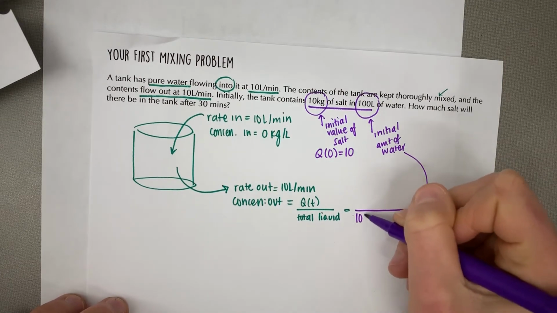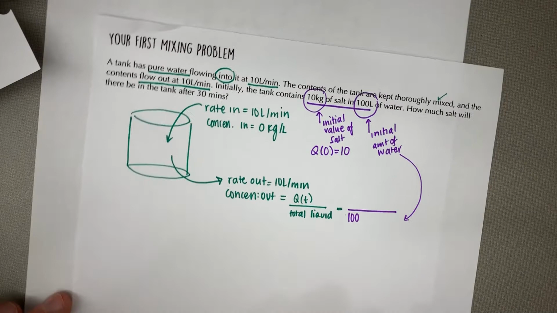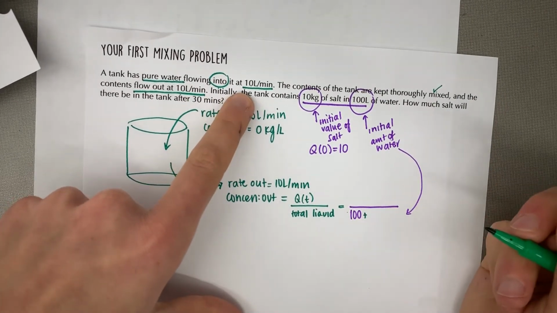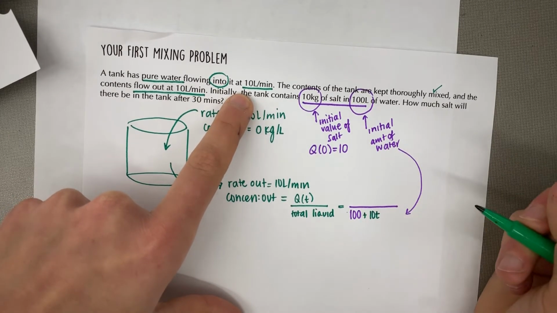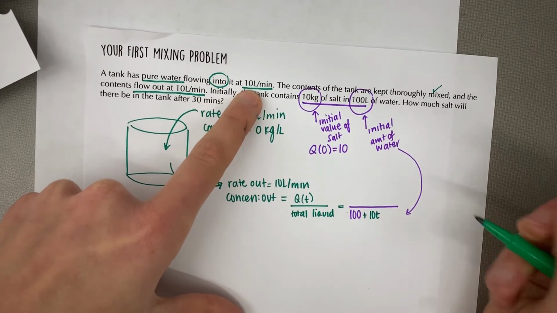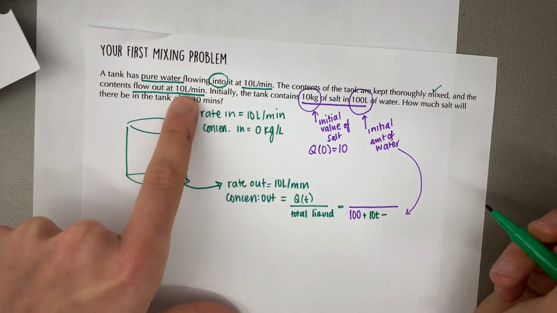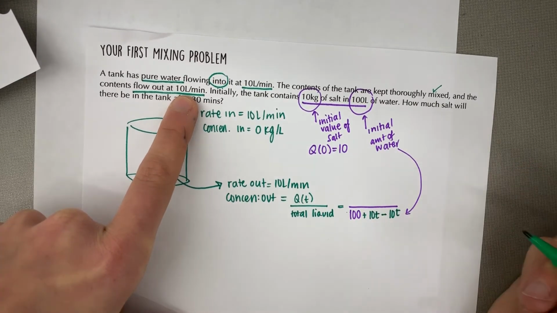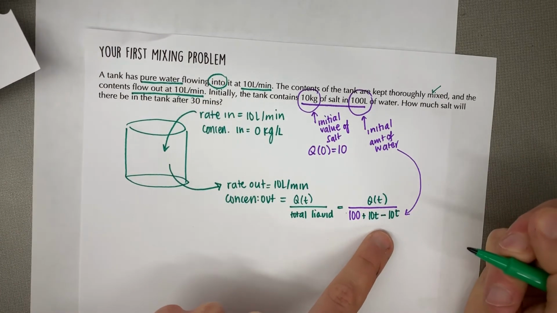So we know that our total liquid is 100 liters plus we have water flowing in at a rate of 10 liters per minute, so 10t. So every minute we get another 10 liters, minus, well, each minute 10 liters also flows out, 10t. So we have Q of t over 100 plus 10t minus 10t.